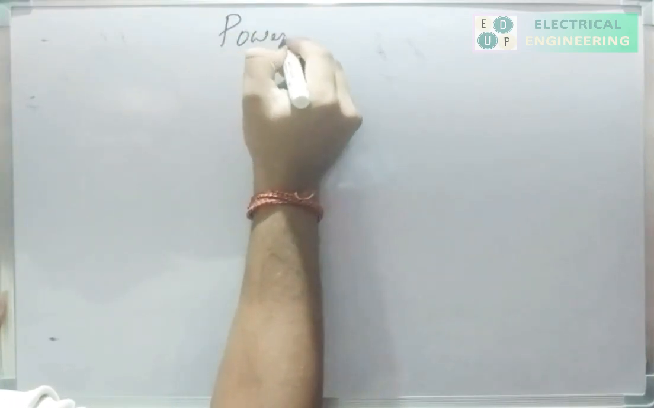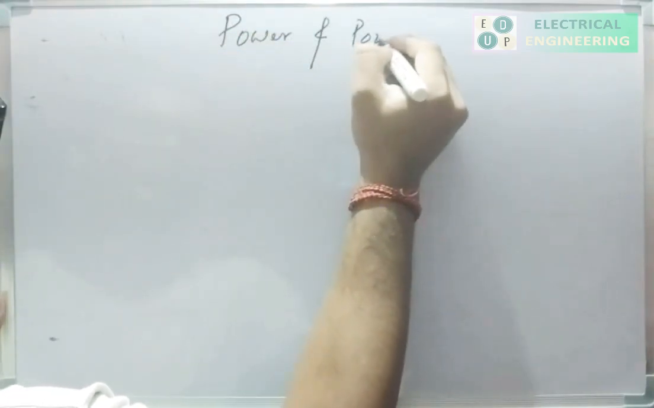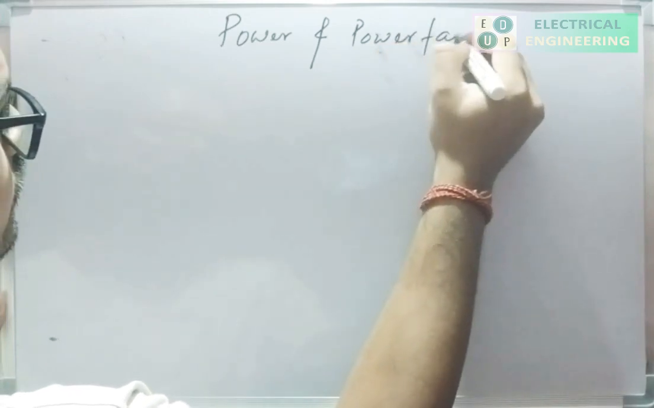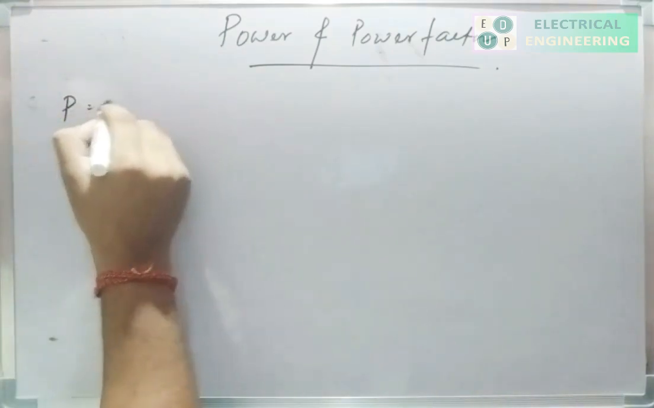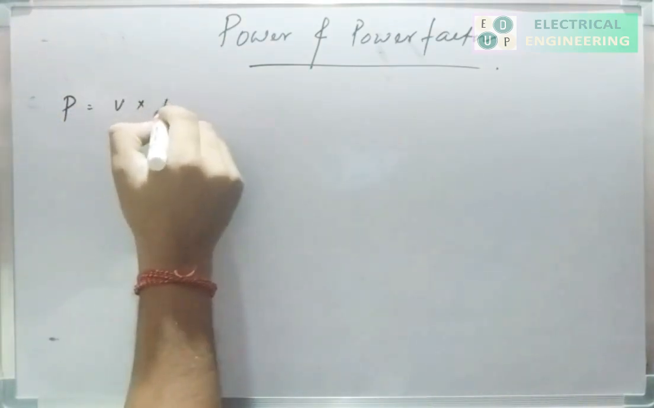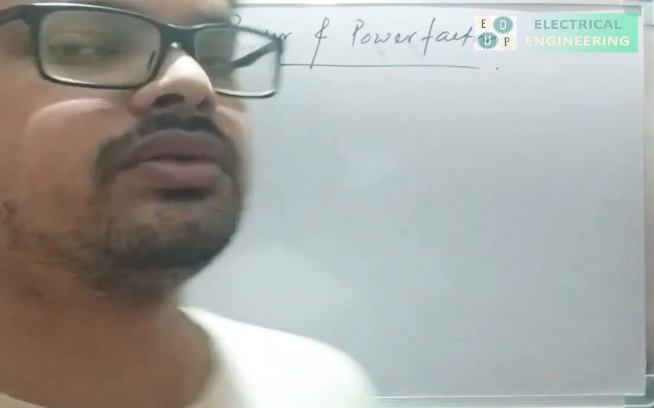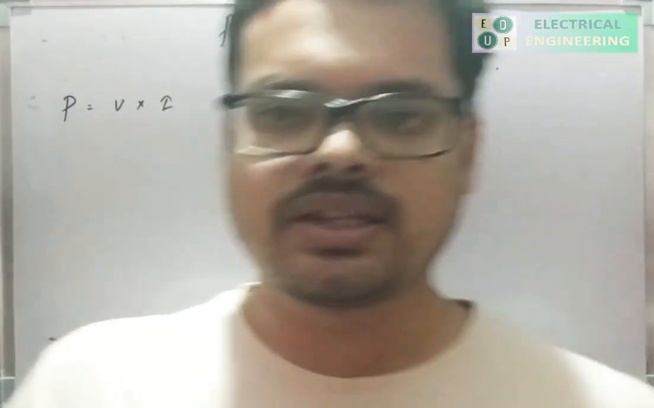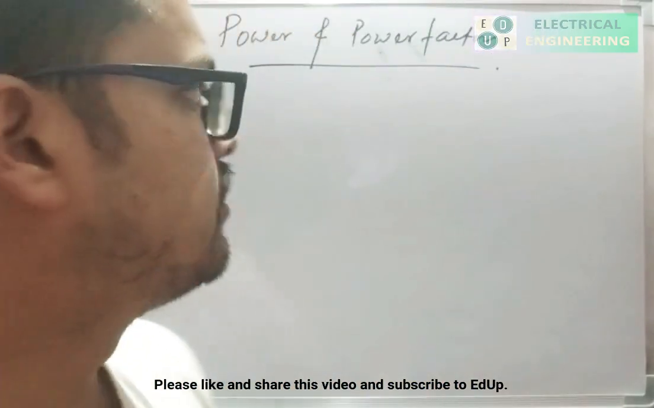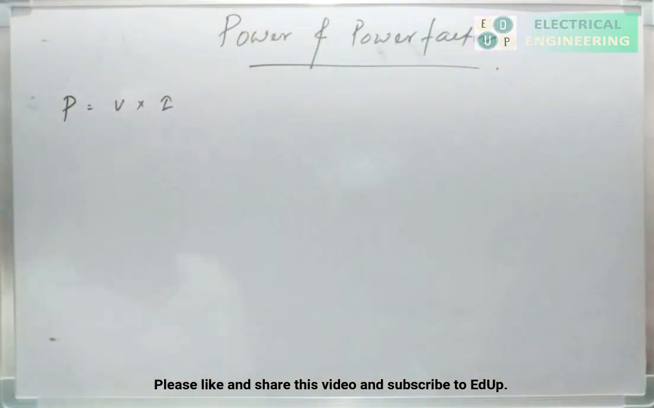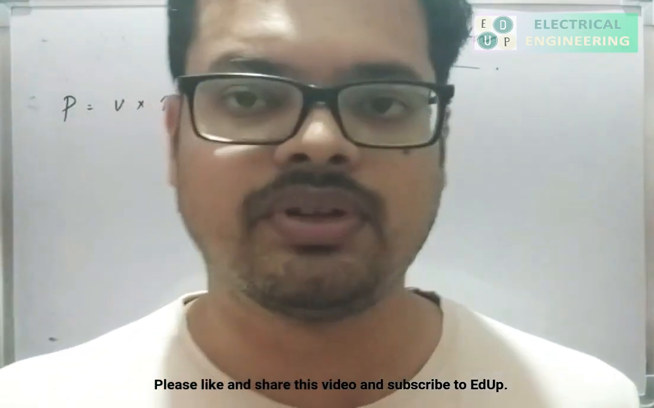AC power and power factor. Basically, in case of DC we know power is nothing but V into I, voltage into current, but in case of AC it is different. So let us discuss what exactly power is in case of AC.